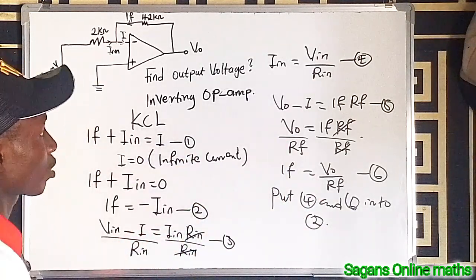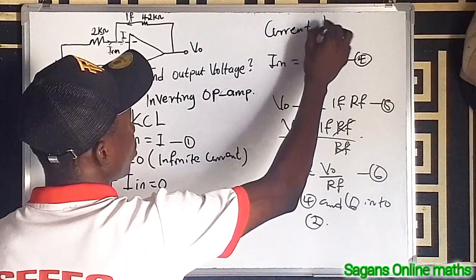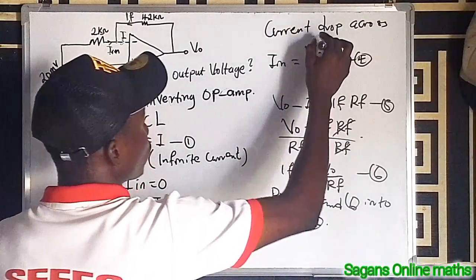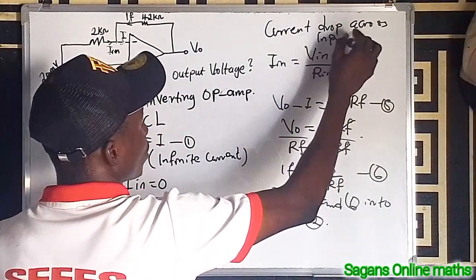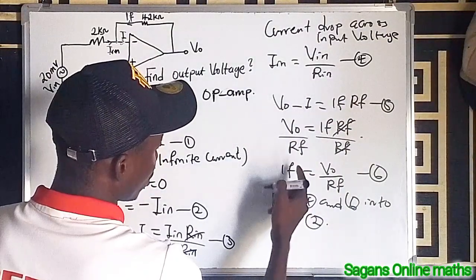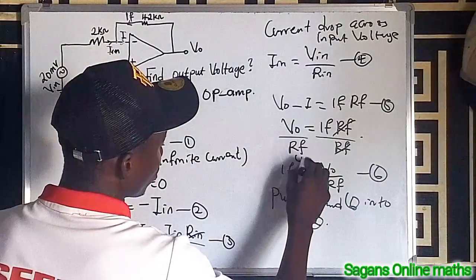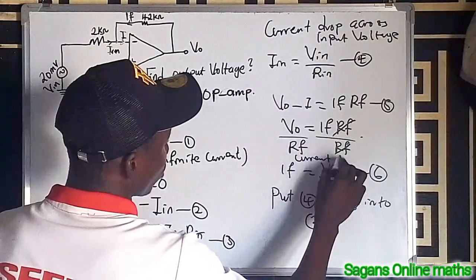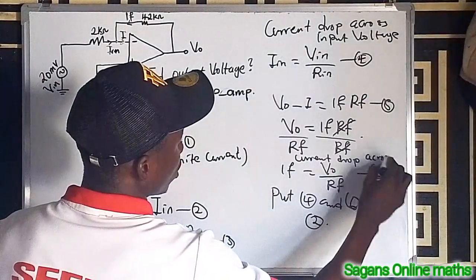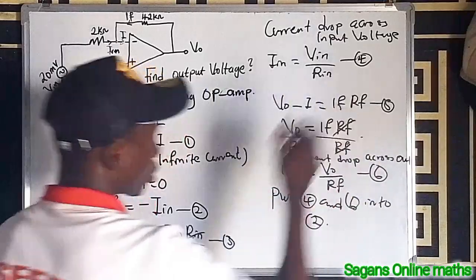Let me just write it. Current drop across input voltage. Then here is the current drop across the output. You know this is output. Current drop across the output.